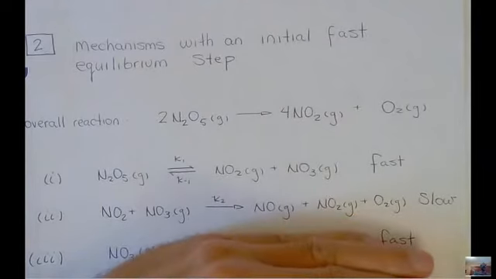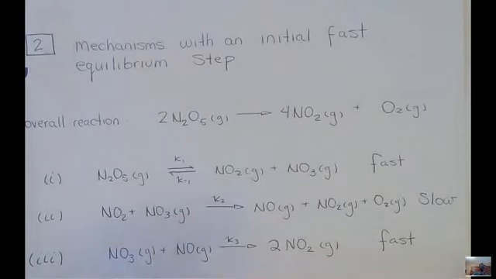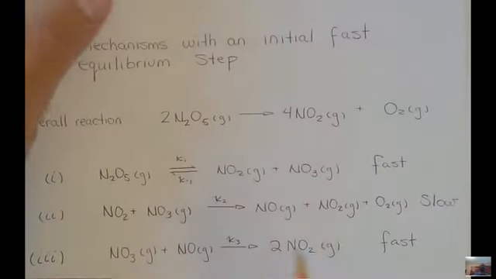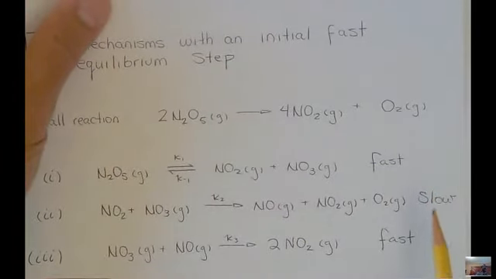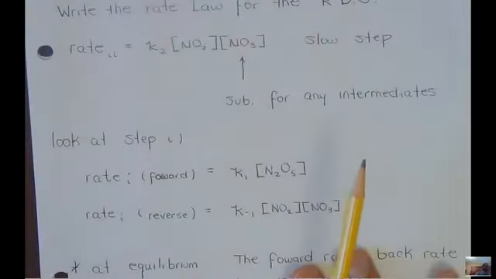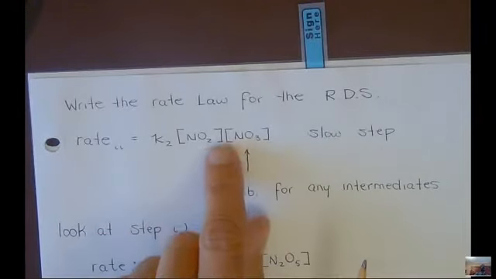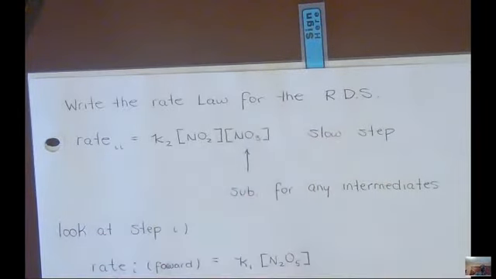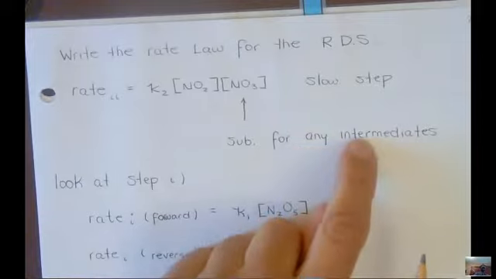Good, so we're ignoring everything after that. So thing to do 1: write the rate law for the slow step. What is the rate law for this? The rate law for step 2 is k2 times NO2 to the first power times NO3 to the first power. And there it is. Now, substitute for any intermediates.